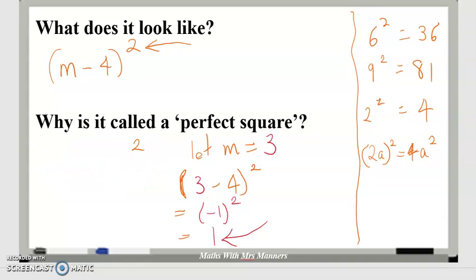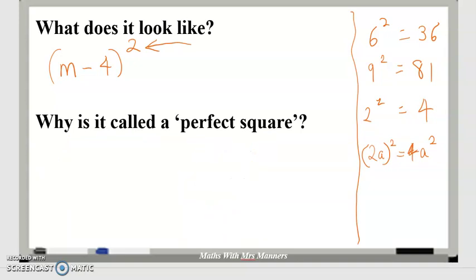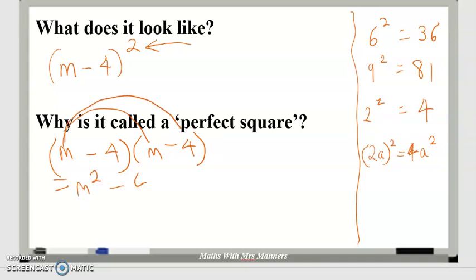So how are we going to expand a perfect square? Well, to come up with the quick method, it makes more sense to do FOIL first, which is not the way we're going to do it in the end. Let's expand it. Now when it says squared, it means multiplying the bracket by itself. So I'm going to use FOIL by writing out that bracket twice. And I'm going to multiply the first terms. I'm going to multiply the outsides, that's minus 4m. And I'm going to multiply the insides.